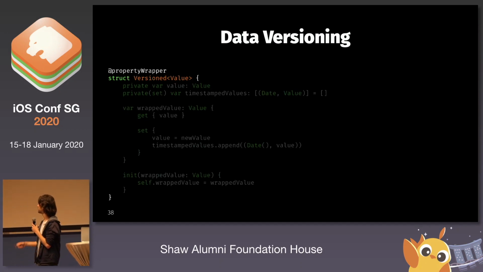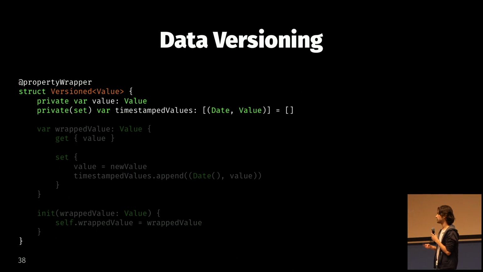Like before, it's just a simple struct. It's generic over a value, and it's declared as a property wrapper. Inside, we store in the state two things. We store the actual value, and we store the history. It's stored as an array of tuples. In the tuples, you have a date, which is a timestamp, and the value. So this is your history.